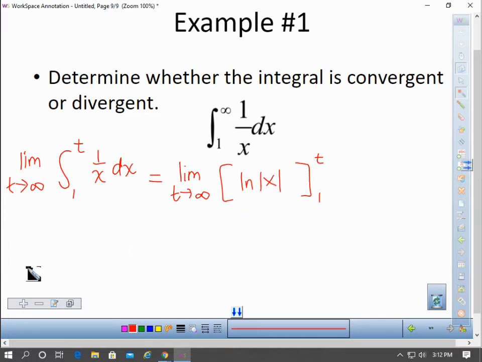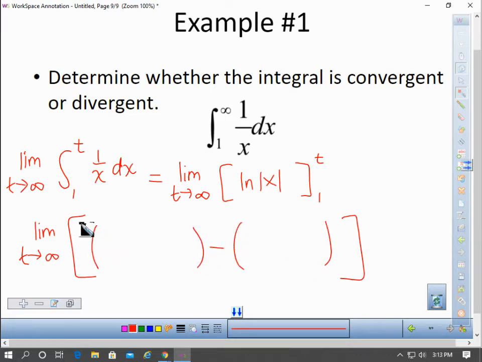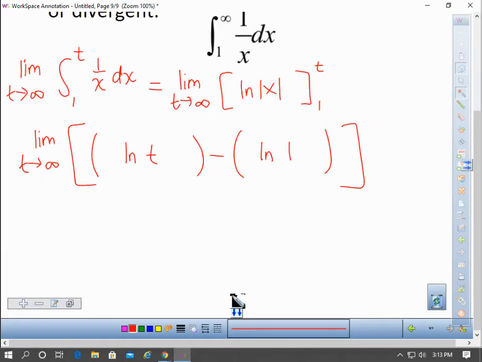So now we're going to do the fundamental theorem. So I'm going to do the limit as t goes to infinity. I'm going to do the fundamental theorem of calculus in here, right? And the only reason I put the big brackets is because I have to take the limit of all this, okay? So I'm trying to keep it organized. So now we're going to put the t in first, so that would be natural log of t. And we're letting t go to infinity, so that's going to be a positive number, so I don't need absolute value brackets or anything. And then minus, putting a 1 in here is going to be the natural log of 1. All right, so now we're ready to simplify.